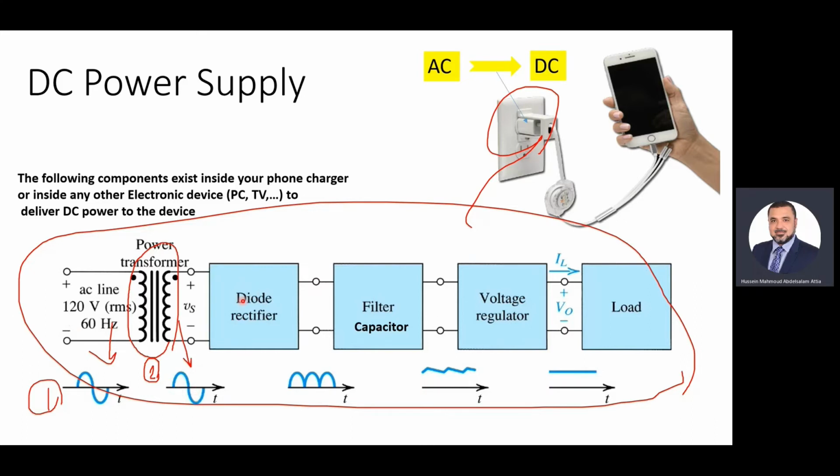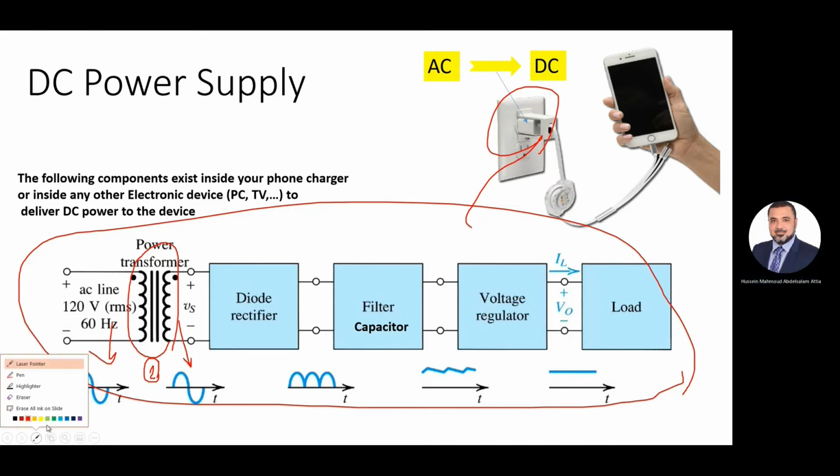Then we have the rectifier. The rectifier will produce full wave rectification. Then we have a filter capacitor to smoothen the signal. Then the voltage regulator, which is like a Zener, to fix the output at pure DC. And the load is like your phone. The load here is your phone. Okay.